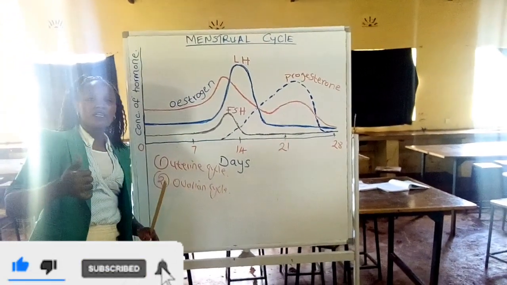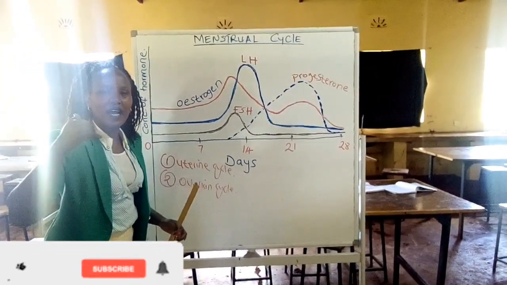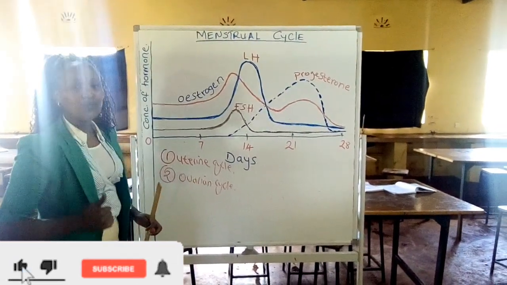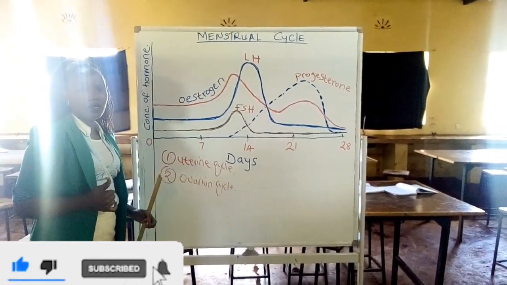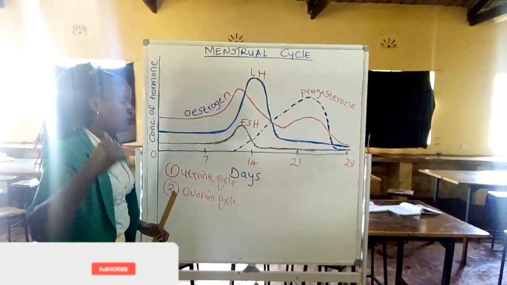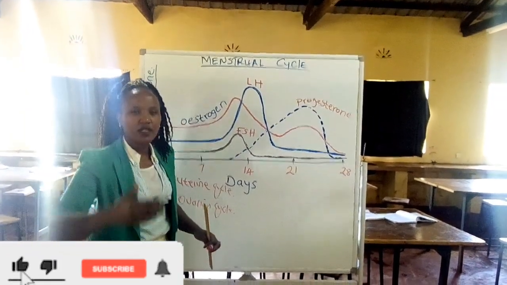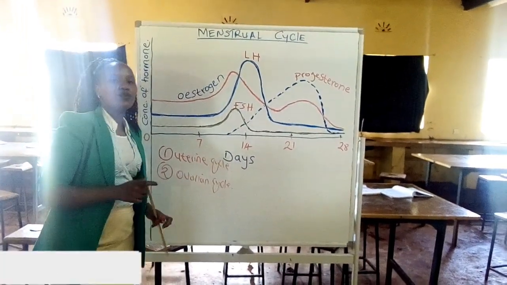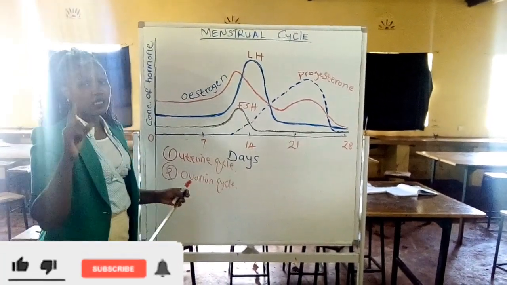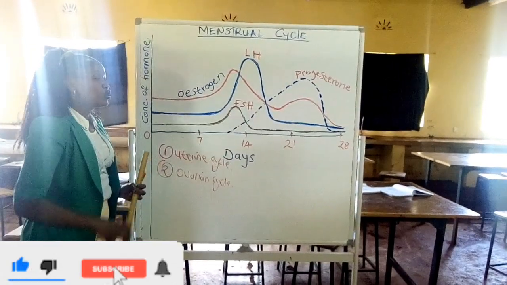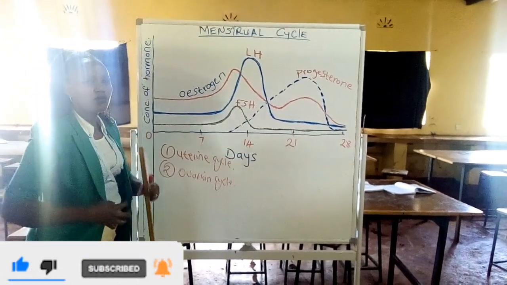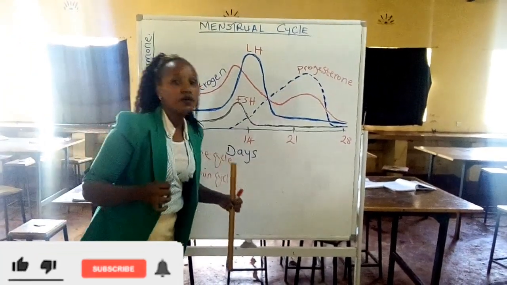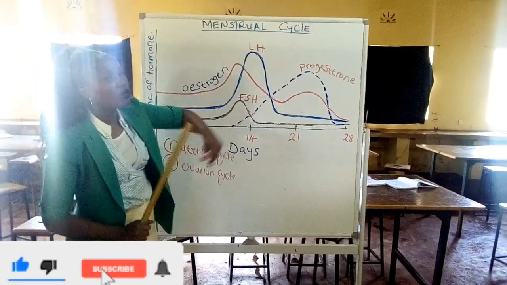the hypothalamus will make a very urgent call to the pituitary gland. And don't bother yourself about the hypothalamus and the pituitary gland, because we are going to discuss that more when we shall be dealing with the topic of irritability and coordination. I just want to show you how communication is done in the female body during the menstrual cycle.